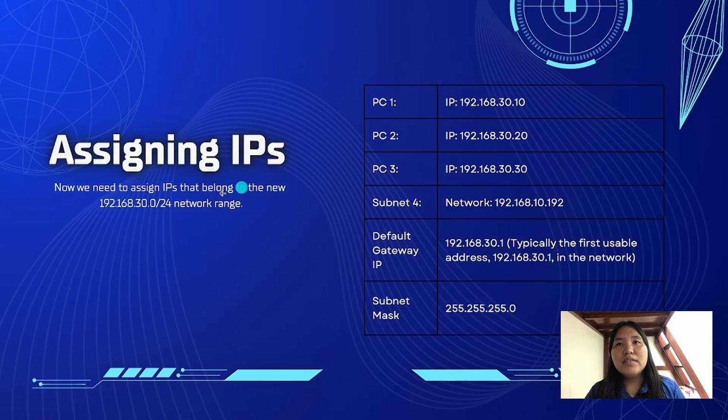Then next, we're now assigning IPs. Now we need to assign IPs that belong to the new 192.168.30.0/24 network range. For PC1, the IP address is 192.168.30.10. For PC2, the IP address is 192.168.30.20. For PC3, the IP address is 192.168.30.30.